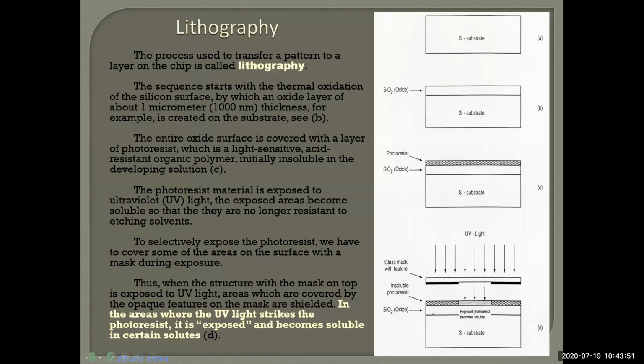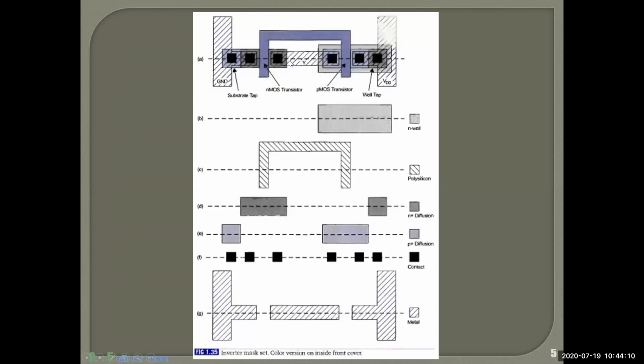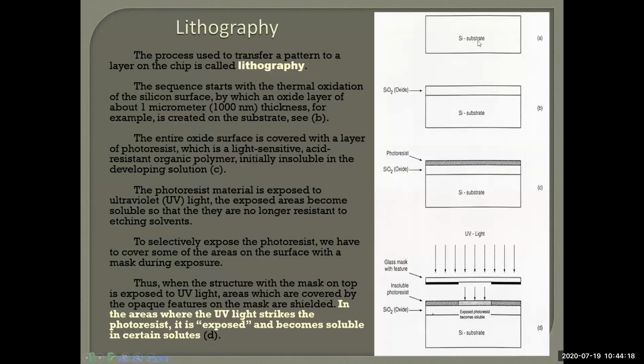Then they will apply the lithography process. What is lithography? This is the most important part of this lecture. Lithography: the process used to transfer a pattern to a layer on the chip is called lithography. That means this is the layout or mask layout you created. You want to transfer it to a substrate, meaning a piece of P type or N type. You want to transfer that pattern to a layer on the chip. This is called lithography.